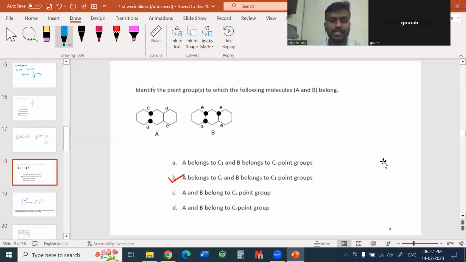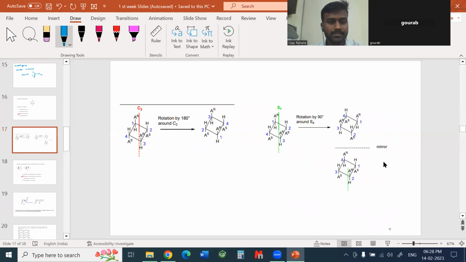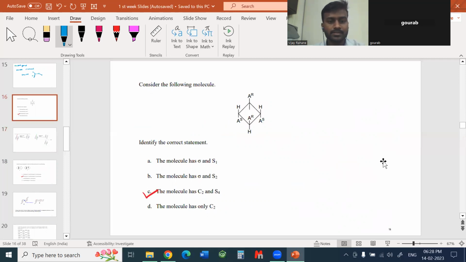And now we are taking some advanced problems that we are going to discuss this week. This problem belongs to the second week, all the topics that were covered by Professor Amit Basak in the first week. So here, the first problem for today is: consider the following molecule and identify the correct statement among these. There are different statements given.